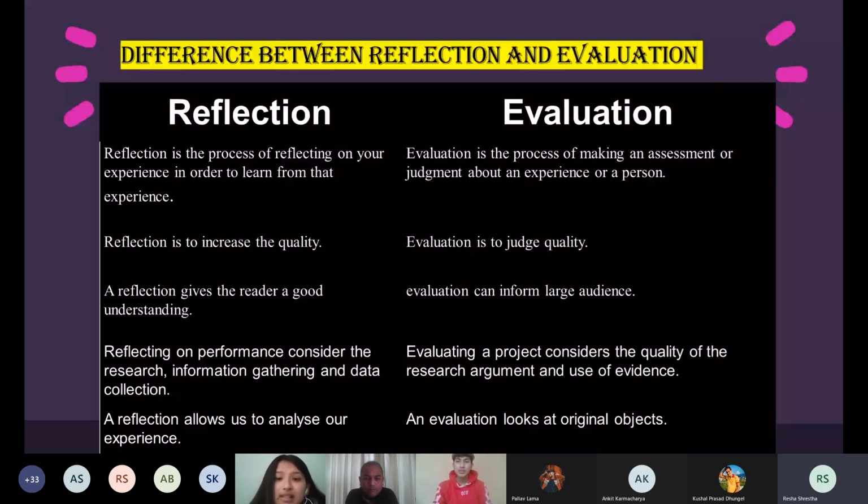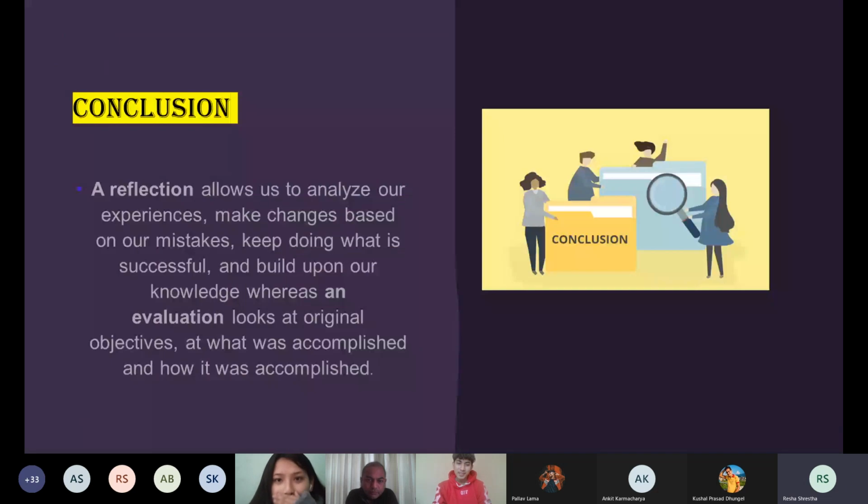Thank you, Resa. So to sum up, a reflection allows us to analyze our experiences, make changes based on our mistakes, keep doing what is successful, and build upon our knowledge. Whereas an evaluation looks at original objectives, at what was accomplished and how it was accomplished. They both have unique features, but share equal importance for an effective and successful project.